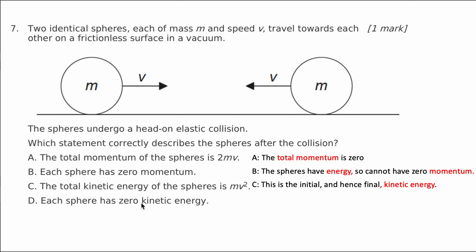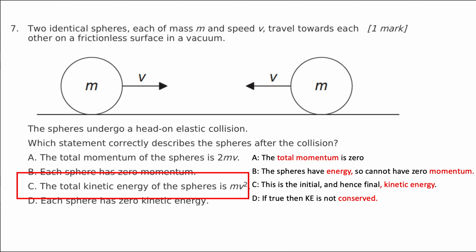Each sphere has 0 kinetic energy. Well, again, if this is true, then the kinetic energy is not conserved. If we had 0 kinetic energy, that would mean we'd gone from a situation of kinetic energy to 0 kinetic energy, in which case this would be an inelastic collision, which is why the answer here is C.